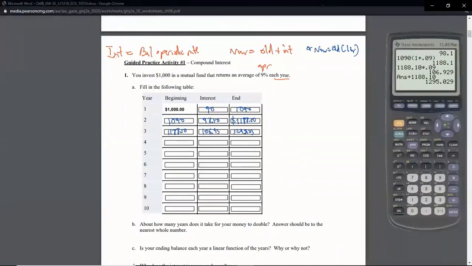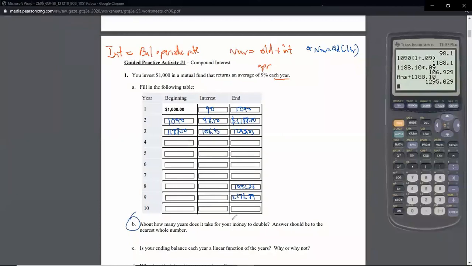All right, now if you keep going with this, I want to point out just a couple more answers. The ending balance for year 8 ends up being 1992.56. The ending balance for year 9 is 2171.89. And the only reason I'm doing that is because they ask about how many years does it take to double your money? And how many years does it take to double your money?